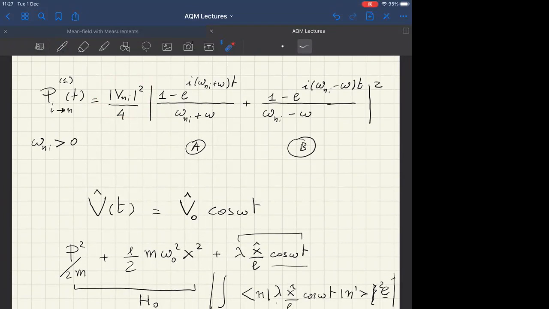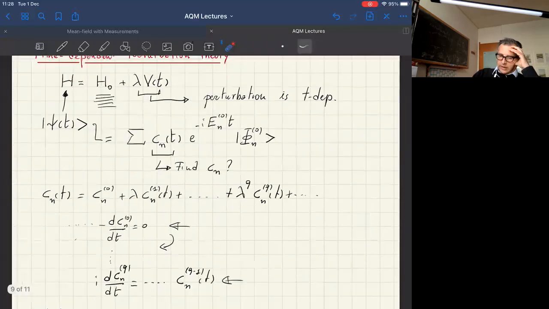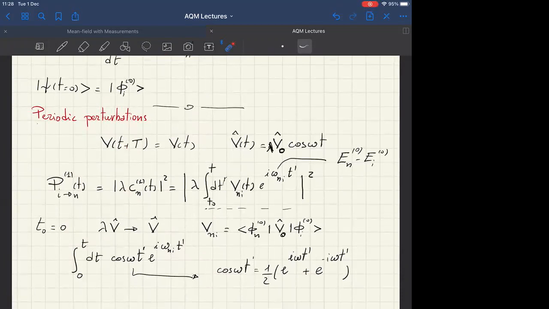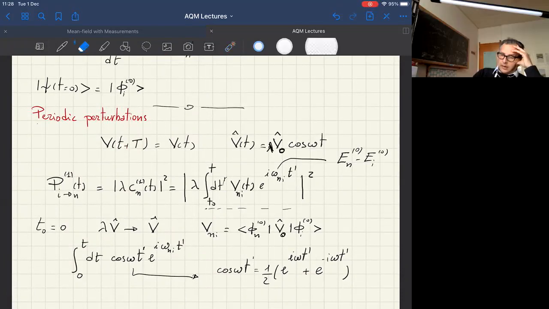Wait, Professor? Yes. Why do you write the time independent term with a square? I mean, since it's inside the square too. It's a bit confusing. Okay, so let me do it again. Just a moment. Let's do it step by step.